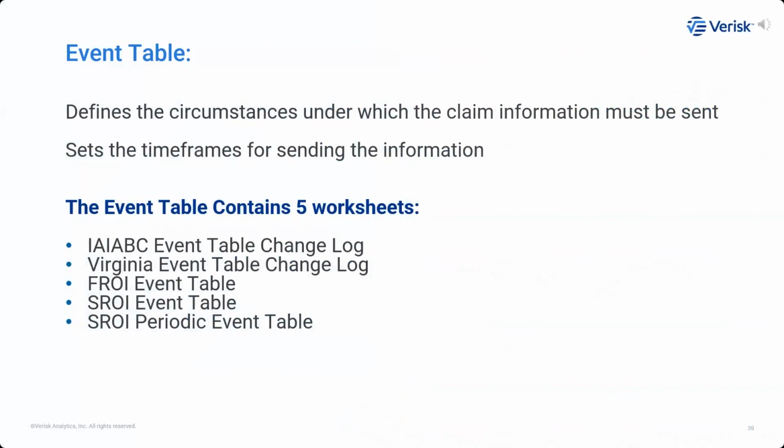The IA-IABC Event Table Changelog is a document that contains all of the changes made by the IA-IABC as it relates to the event table. The Virginia Event Table Changelog is where we will log any changes to our event table from one version to another. Then there are the FROI Event Table, the SROI Event Table, and the SROI Periodic Event Table. Together, these 5 worksheets provide the information needed to understand some of Virginia's EDI reporting requirements.